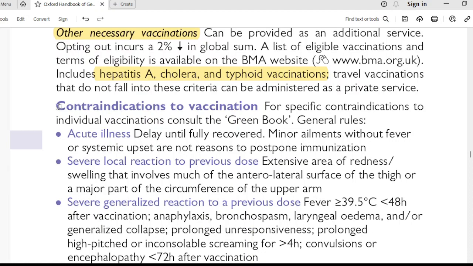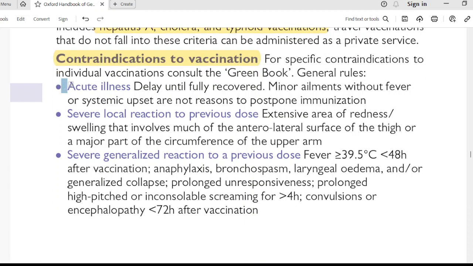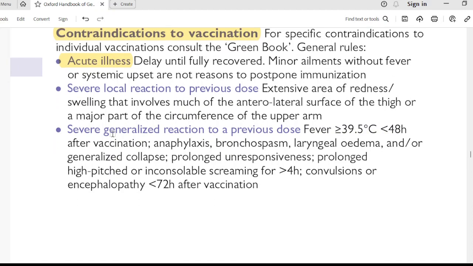Contraindications to vaccination. For specific contraindications to individual vaccinations, consult the Green Book. General rules. Acute illness: delay until fully recovered. Minor ailments without fever or systemic upset are not reasons to postpone immunization. So minor ailments which do not have fever or any systemic upset are not reasons to postpone immunization.